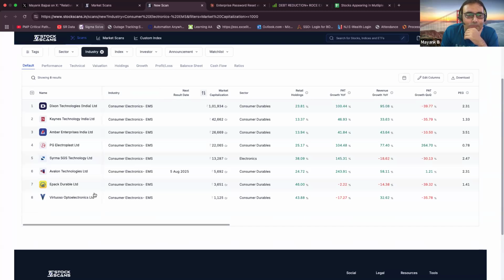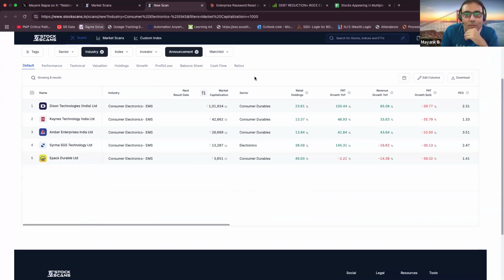And you can look at other things as well, like if there are recent results announced, you can just put a filter directly over here. So you can just put an announcement filter and you can see that I'm looking at the companies which have already announced the results as well. So you have those options available as well.